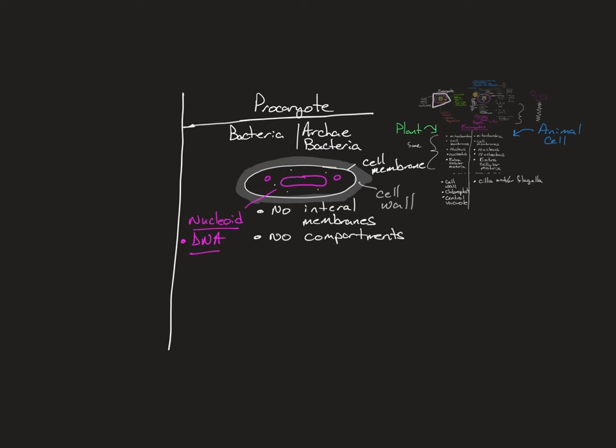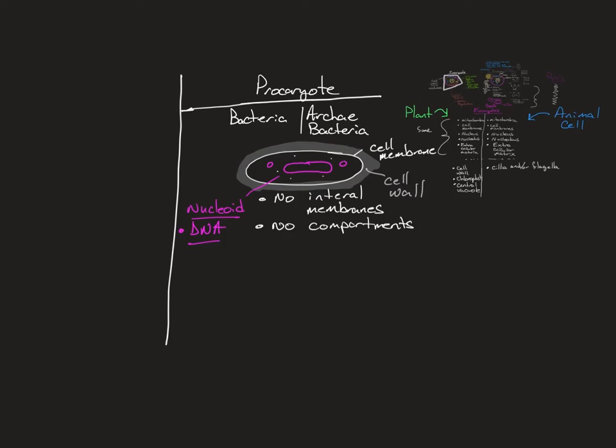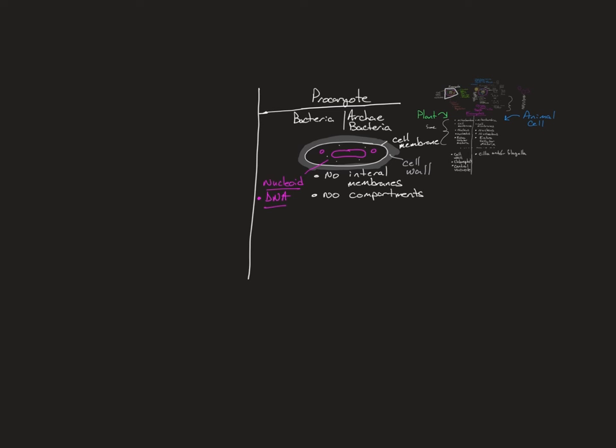There's no room, no walls, nothing. It's just all in one space. As if we all lived in here. We had a kitchen there and a bathroom there, but there's no rooms. There's no separation. But a eukaryote is more like a modern house where you have rooms for everything, okay? Eukaryotes tend to have rooms for everything.